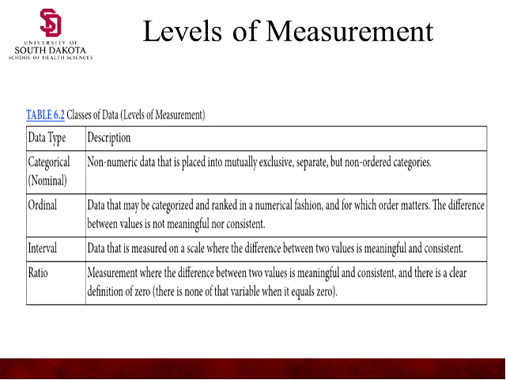That's not very helpful. Levels of measurement, and this looks at the classes of data. We have categorical, ordinal, interval, and ratio. For instance, let's look at categorical. That's non-numerical data that's placed in mutually exclusive, separate but non-ordered categories. For instance, categorical, nominal. Let's look at the people on a football team.